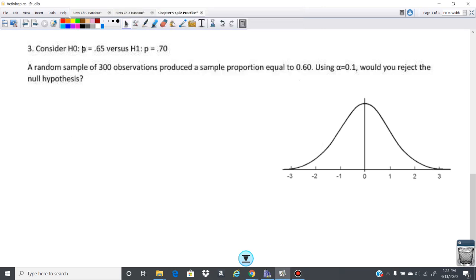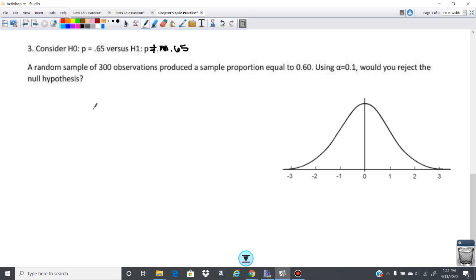All right, this next problem, we're given pretty limited information here, but we have a null hypothesis of P is equal to 0.65 versus an alternative hypothesis that P, and then this should just be a line through, I just couldn't get it to copy. So P is not equal to, these should actually be the same. I forgot to change it there. So make that 0.65. There we go.